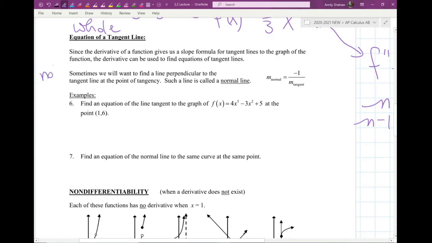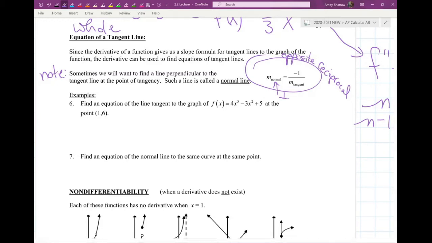Okay, you want to take a note here. Sometimes we will want to find a line perpendicular. So a normal is a line that is perpendicular. If you have the slope of a tangent, you'll want to flip it and reverse it, right? Opposite reciprocal will tell you what the slope of the perpendicular line is. And we'll talk more about normals in class.